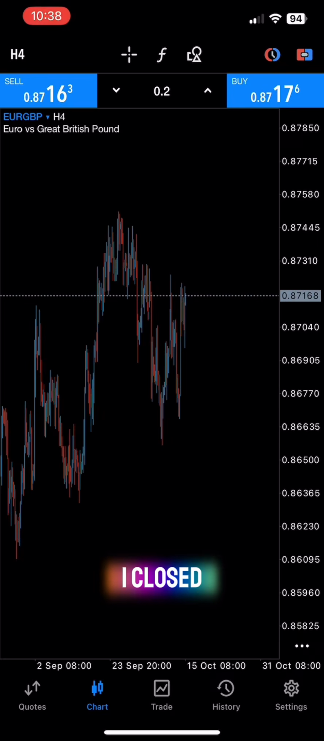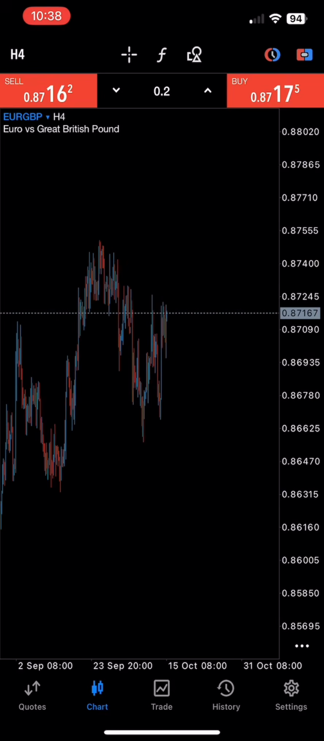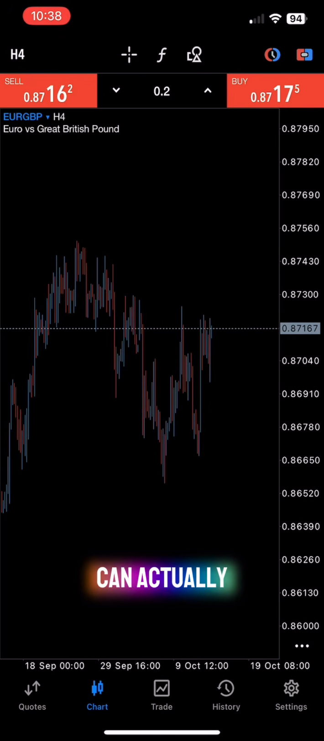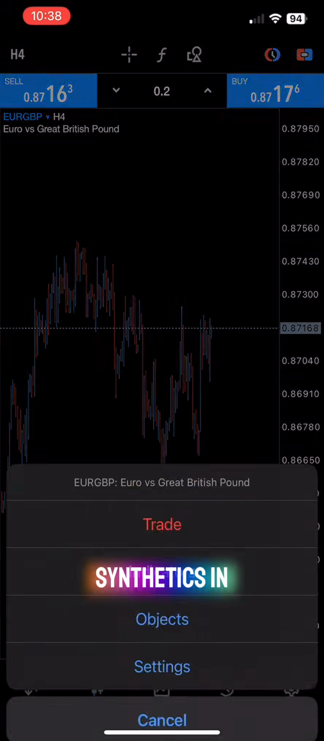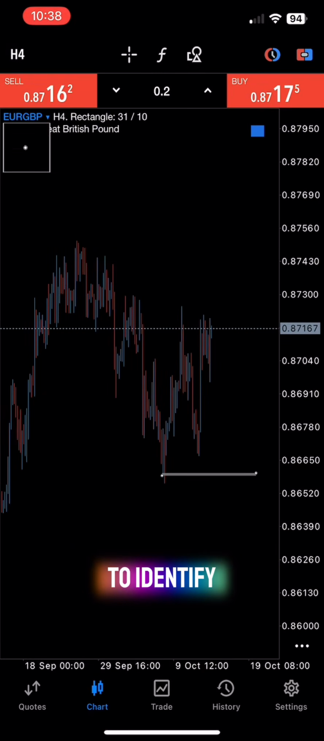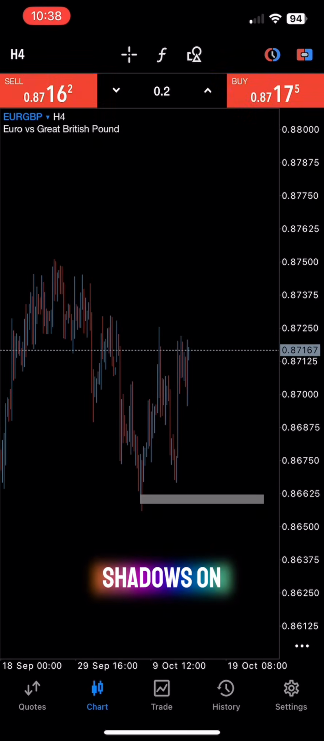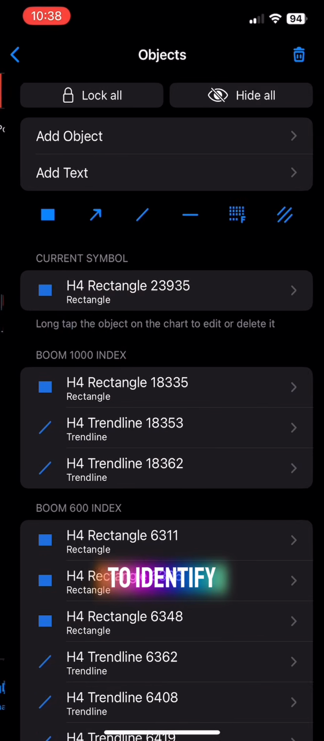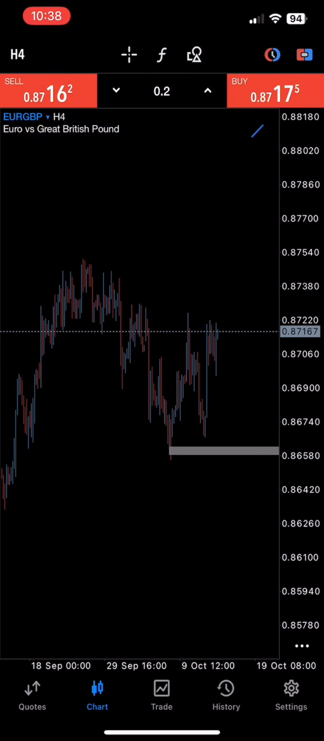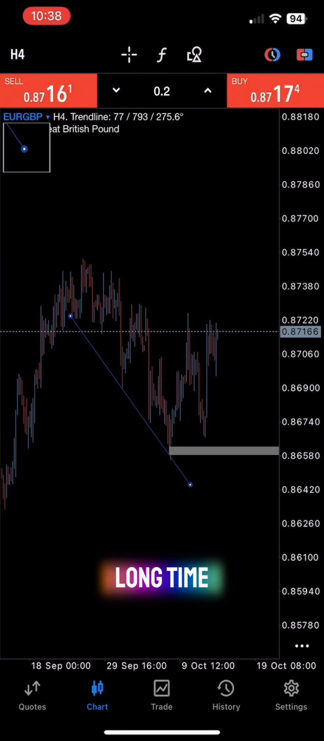Anyway, I closed, and then I'm going to visit the Euro GBP. So using Deriv, you can actually trade the currencies and the synthetics in one account. So what I'm going to do here is I'm going to identify the areas of confluence, that is the support where I've put the shadow zone, and then the next area that I'm going to identify is a trend line that was followed for a long time, right?